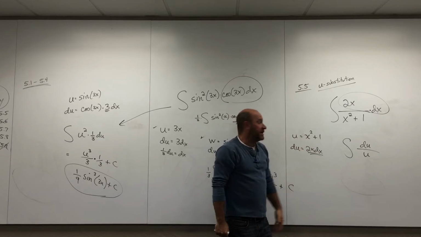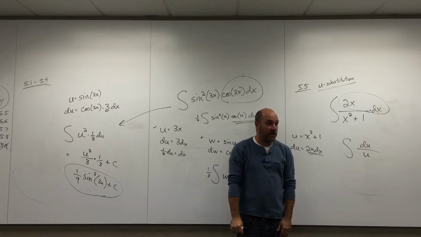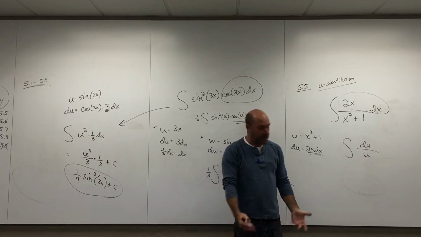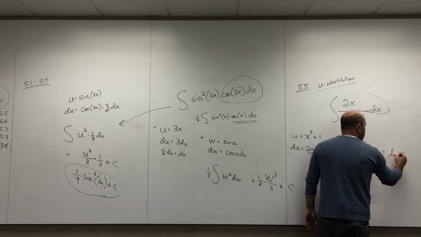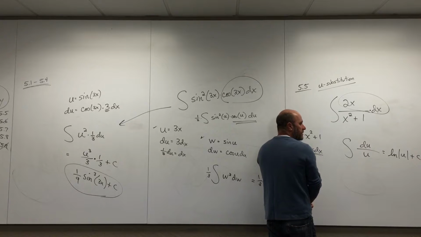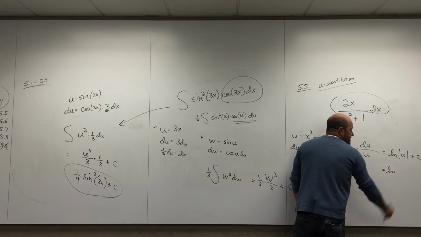So now all I have to do is integrate 1 over u du, and that means I have to recall how to integrate 1 over u du. It's the ln of u, plus C. Technically, we put absolute value when we integrate this, but now let's put our x's back in.